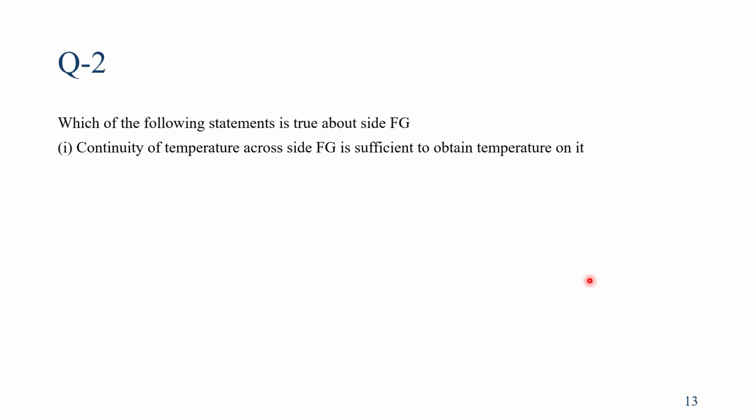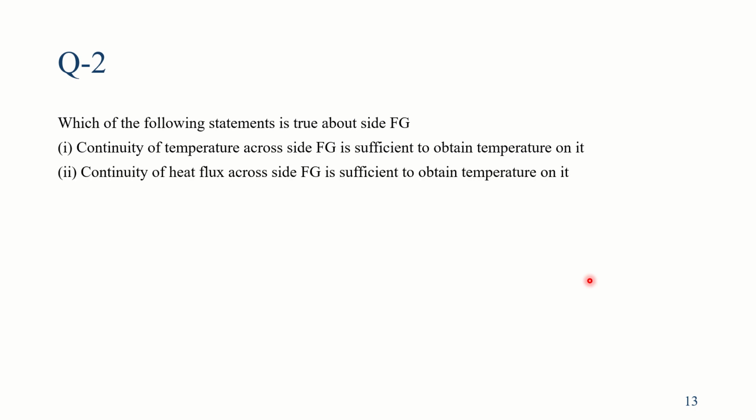Continuity of temperature across FG is sufficient to obtain temperature on it. Continuity of heat flux across FG is sufficient to obtain temperature on it. So I would say 1 and 2. I'll just check the answer.